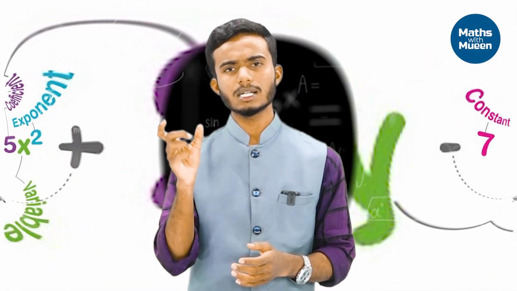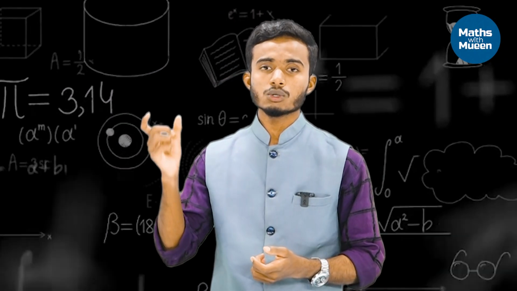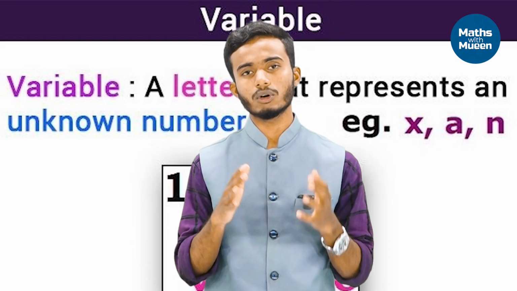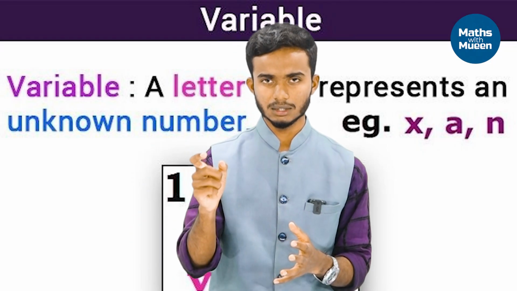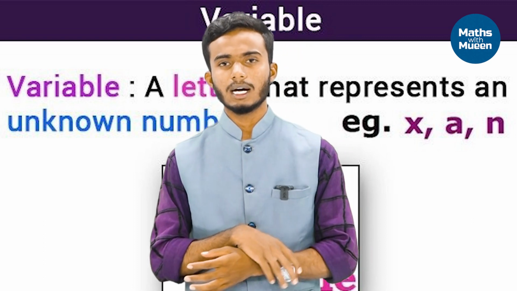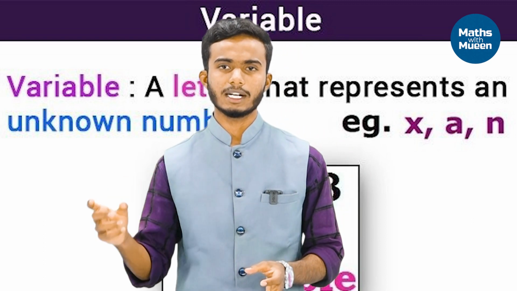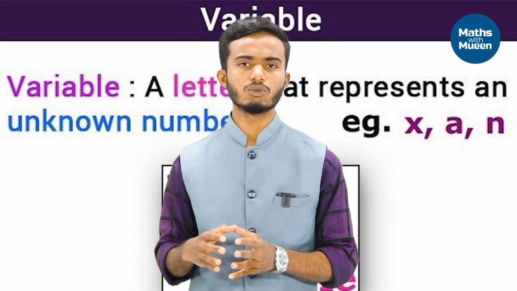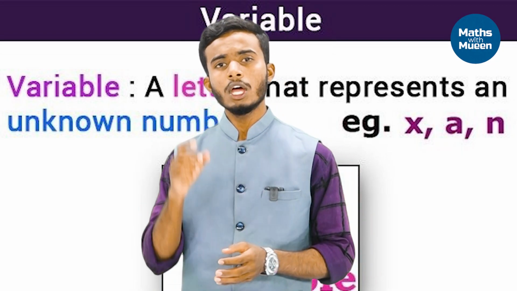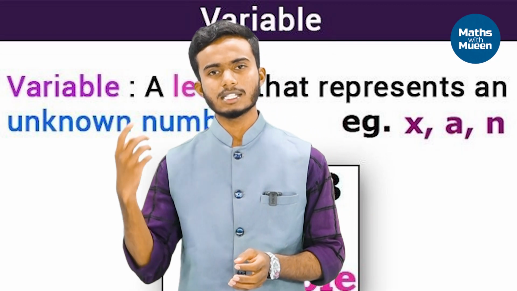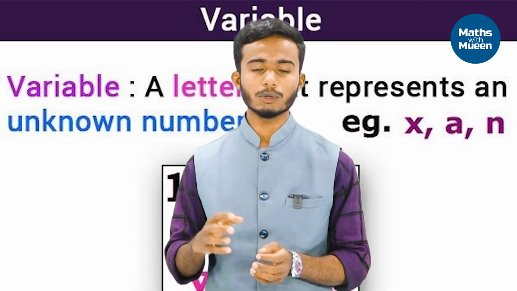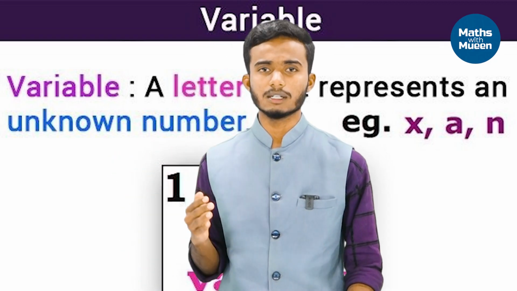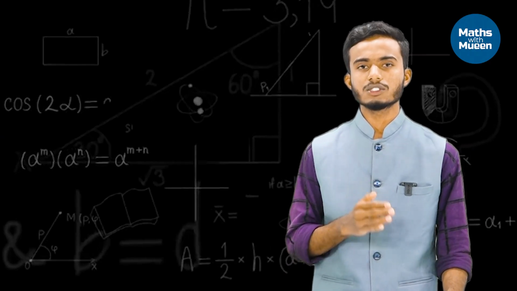Variable, in the name itself, means vary, so variable means changes. We represent them with alphabetical letters, that is x, y, z or a, b, c, d, everything we can use in mathematical terms. So x, y, z are all variables, because they keep on changing. How?